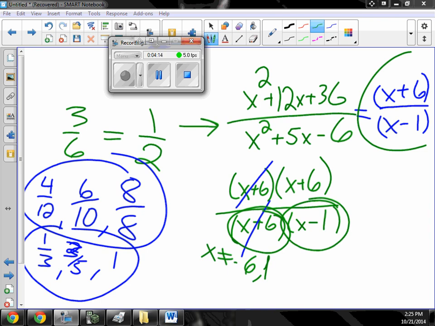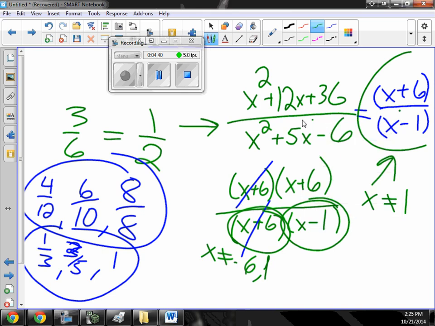Okay, so in this graph here, what am I not allowed to plug in? Just 1. X is not allowed to be 1. So by simplifying the rational expression, I eliminated one of the discontinuities. Does that make sense? So the only difference between these two graphs is 1 point. The new equation has one more point than the old equation. But here, x minus 1 still exists, so there's a discontinuity at 1.